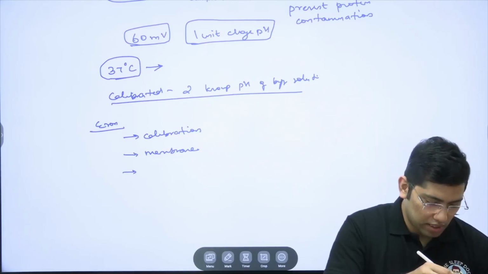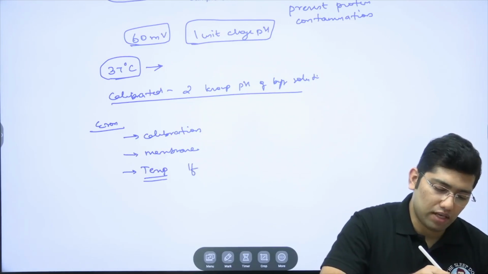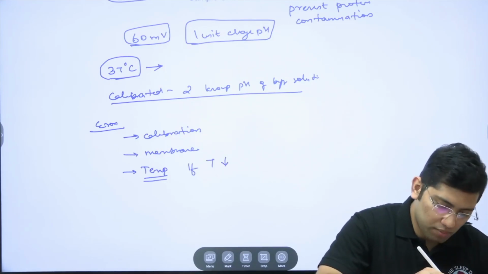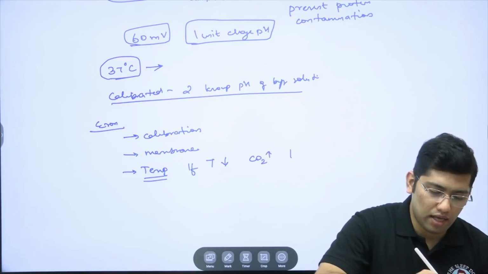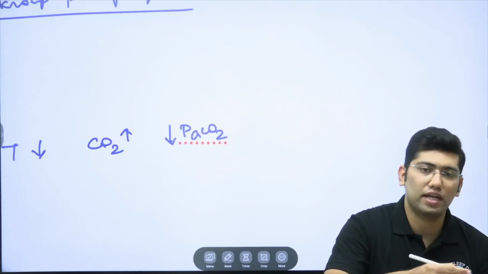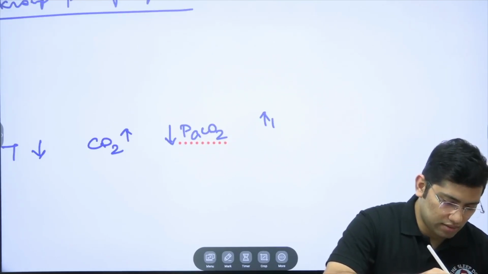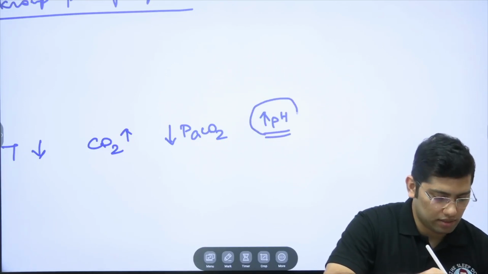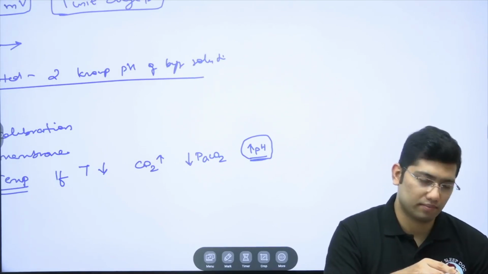Or temperature. If there is hypothermia, that is, temperature reduces, the solubility of CO2 increases, resulting in reduced PaCO2. So once PaCO2 is reduced, we know what will happen to the pH. The pH will increase. That is, the sample would be read as more basic.